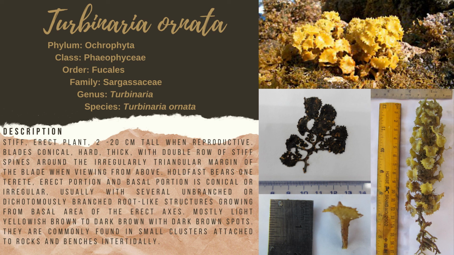Turbinaria ornata is usually isolated or in small groups, but can occasionally form large, low mats in high intertidals. They are commonly found in mid-intertidals to at least 30 meters deep. They are able to grow in a variety of habitats including rocky intertidal, tide pools, intertidal benches, reef flats, and deeper waters.